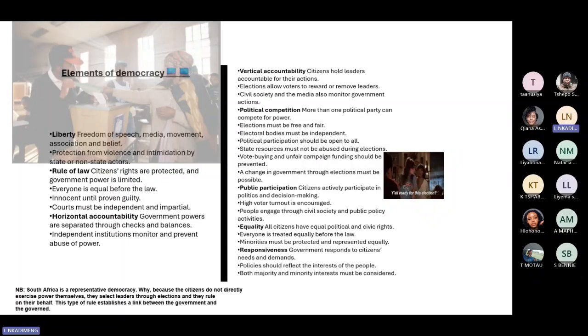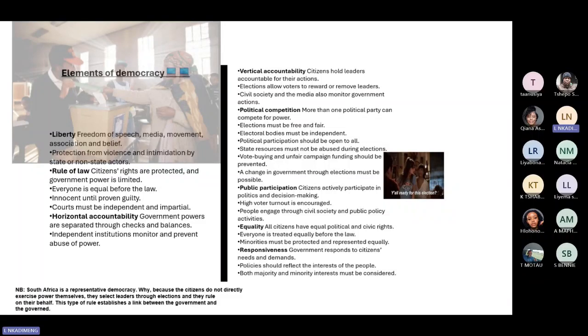Again, an element of democracy is horizontal accountability. Government powers are separated through checks and balances. Independent institutions monitor and prevent abuse of power. In this case, I can think of the public protector, but I think all of us here know.